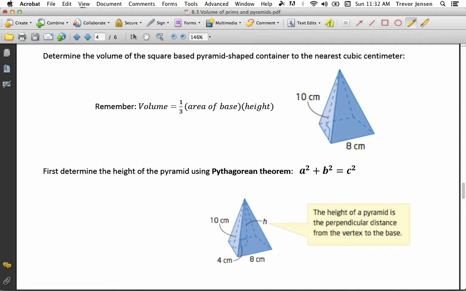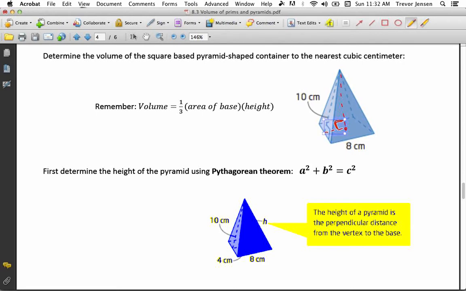That's great. But what's the height of the pyramid? I need to find the height from the middle of the base all the way to the top of the vertex. It doesn't give me that length. But what I could do is create a right triangle inside this pyramid. Hopefully you can see what I've created here. Okay, there we go. So I've created this right triangle.